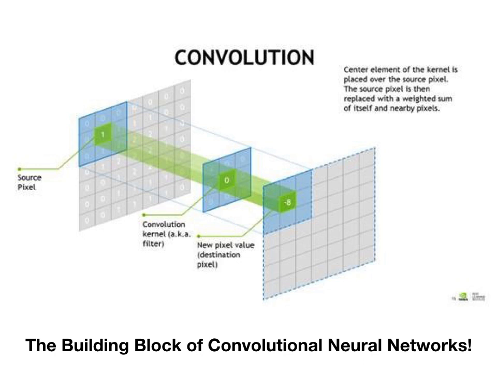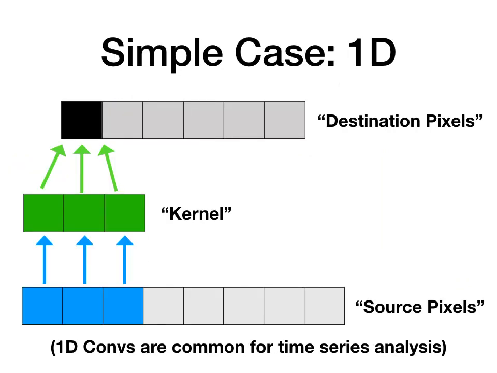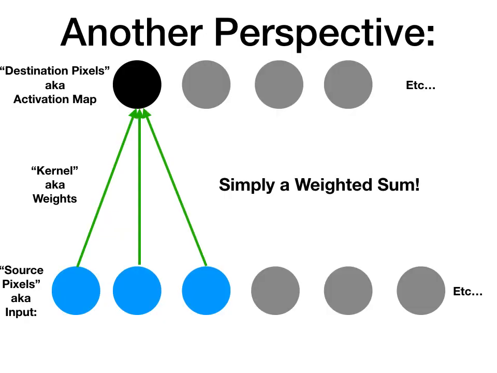Now, what I think really helps to better understand this is to actually start in the 1D case. So, taking our source pixels, our kernel, and our destination pixels from the previous image, we're just going to flatten these out and look at one dimension. What I'm going to do first is rewrite what we have here a little bit. We're going to take these source pixels and call these our inputs now, and we're going to take our destination pixels and call that an activation map.